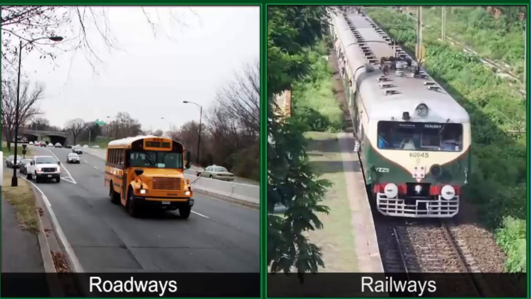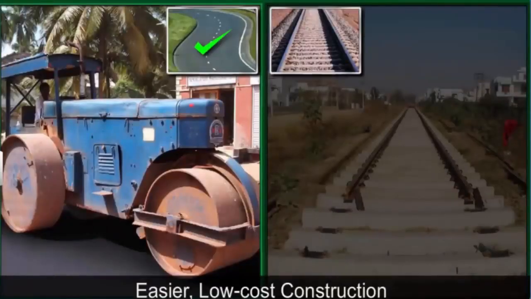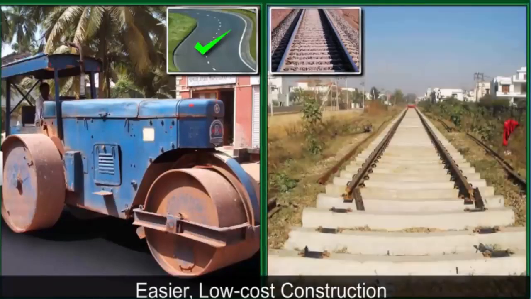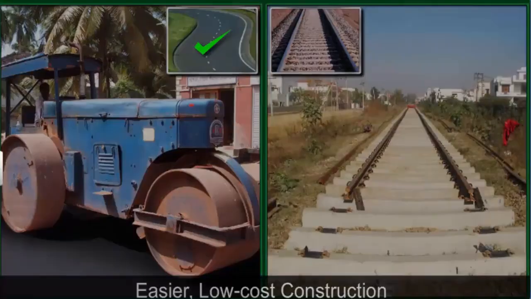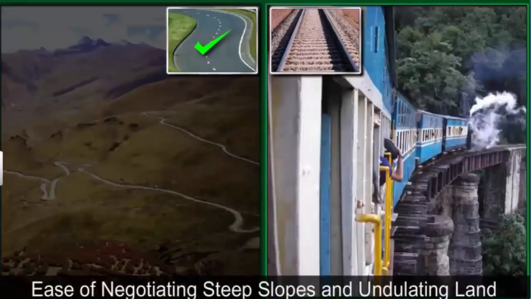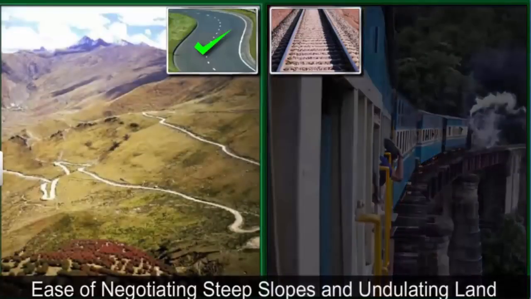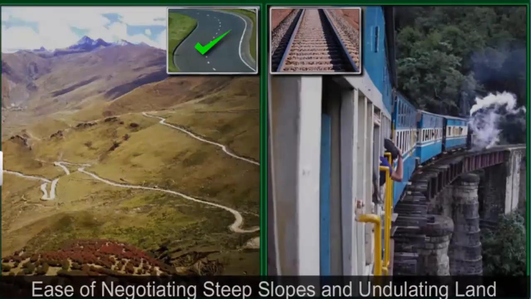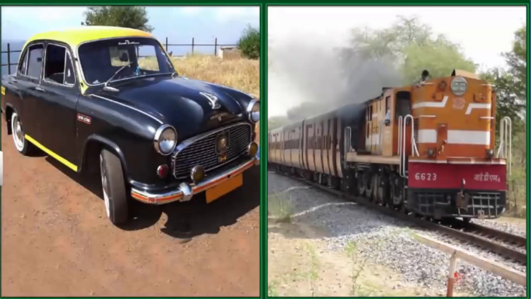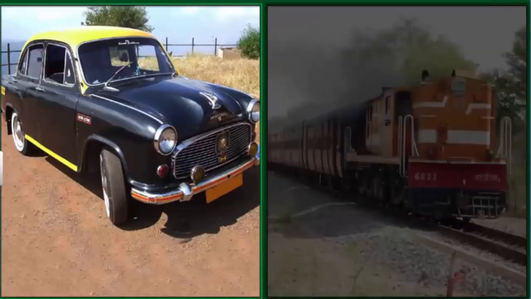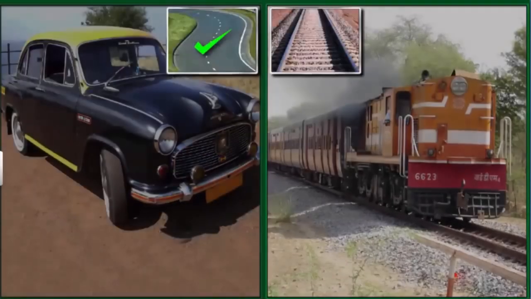A road is comparatively easier to construct at a lower cost than a railway line of the same length. As compared to railways, roads are easier to lay on undulating land and steep slopes, like in a mountainous region. If you have to travel to a wedding in your city with your family, would you hire a taxi or a train? Road transport is cheaper than railways for transporting a small number of people or goods over short distances.